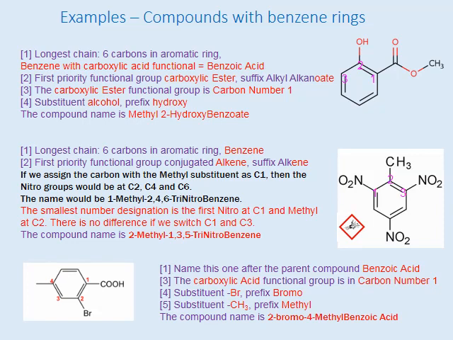If we were to number the carbons the wrong way, we would get the methyl group at carbon 4 and the bromo at carbon 6. Using the correct numbers, the compound name is 2-bromo-4-methylbenzoic acid.